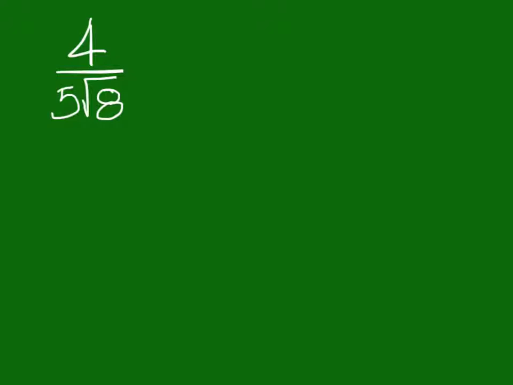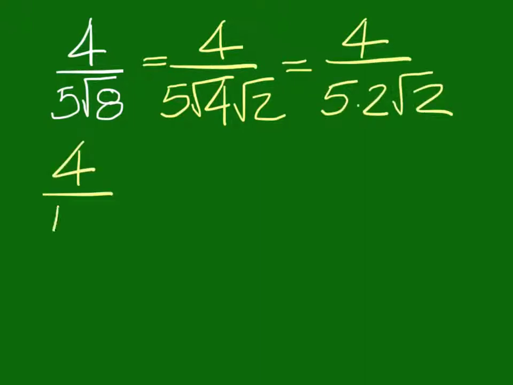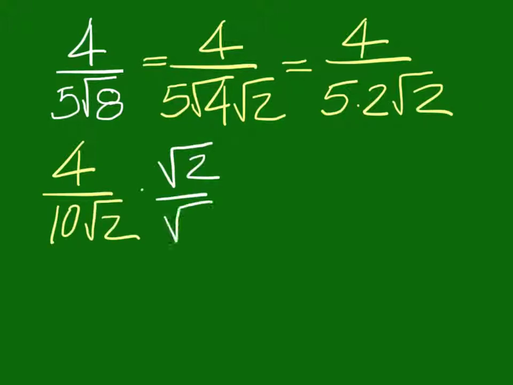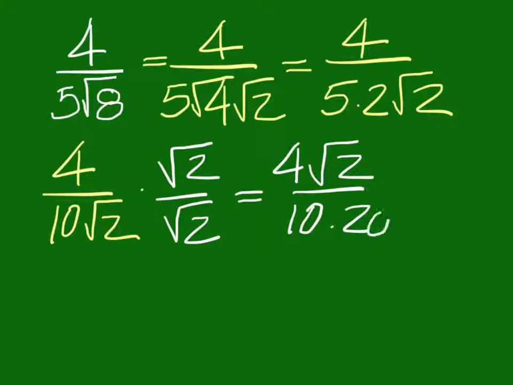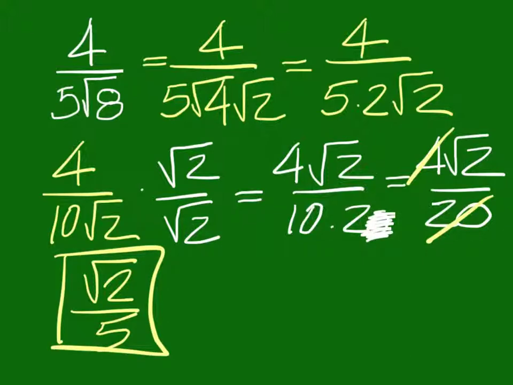The same problem worked differently. On the bottom, simplify the square root of 8 to be 4 and 2. And that'll leave you with 5 times 2 square root of 2 on the bottom, which will be a 10 square root of 2. From that point, you multiply the top and the bottom by the square root of 2 to get 4 square root of 2 over 10 times 2, which will be 4 square root of 2 over, that should have been just a 2, not a 20. There we go. So 4 over 20. And you can reduce here to get 1 over 5. It's still the same answer, square root of 2 over 5.